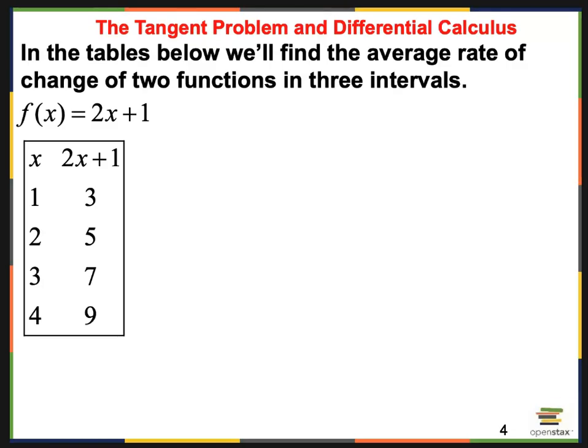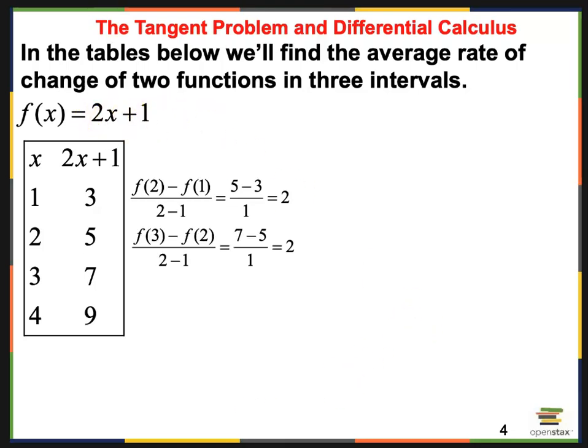So in the table below, we'll find the average rate of change of two functions in 3 intervals. If you can remember back to algebra or even pre-calculus, an average rate of change is really a slope. We take y2 minus y1 over x2 minus x1, and we find the slope of this particular function that we're looking at.